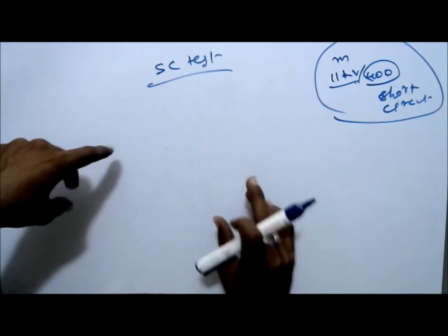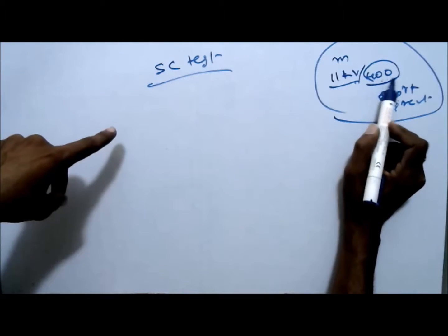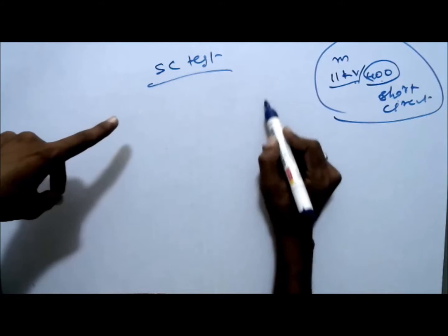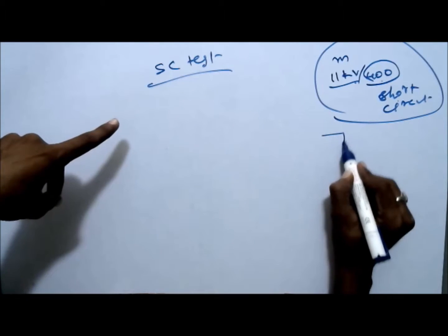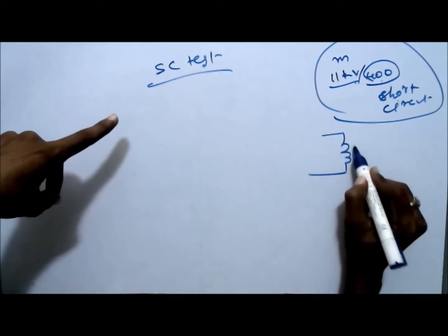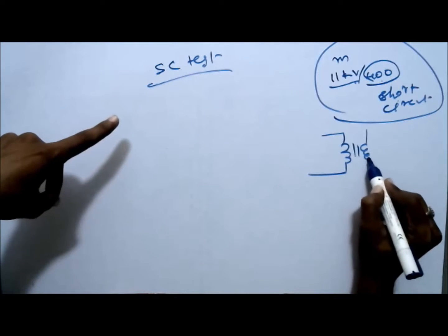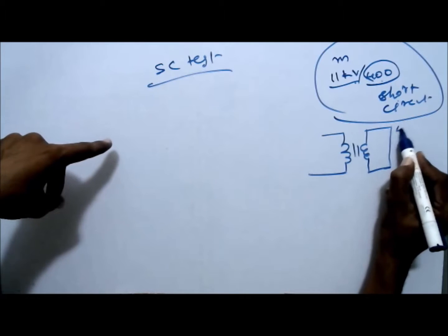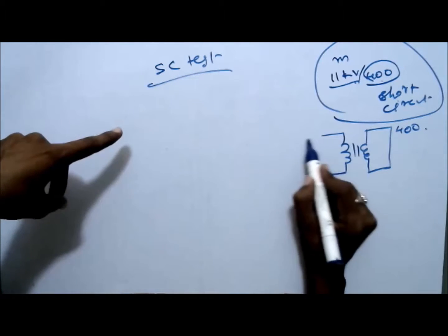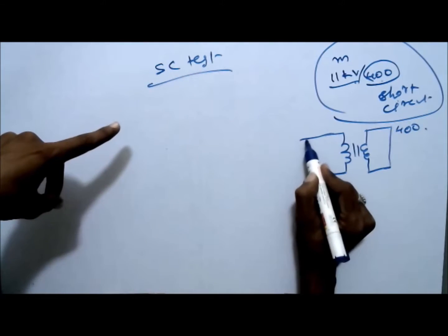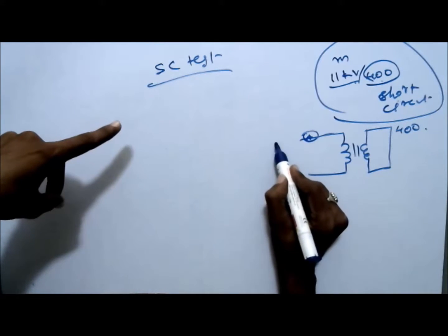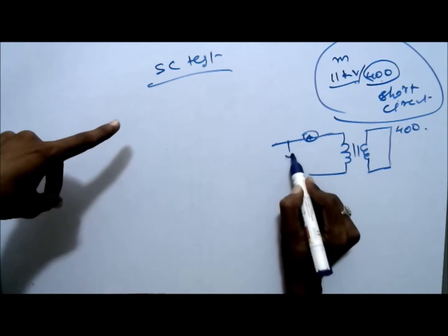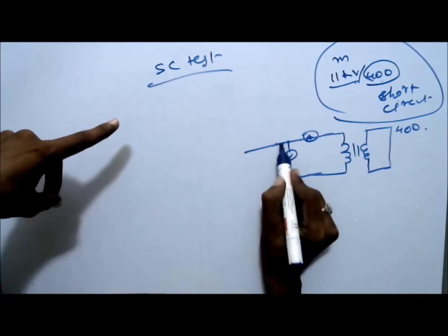Here the rated current at the short circuit terminal means, see here, this is a transformer. We have short circuited the secondary. This is say 400 volts. This is the primary. We have connected a voltmeter and a power meter also.